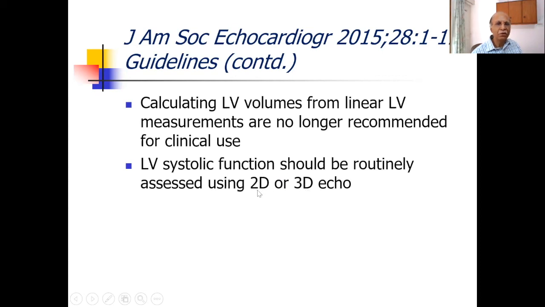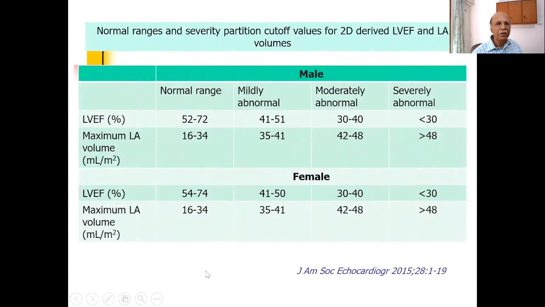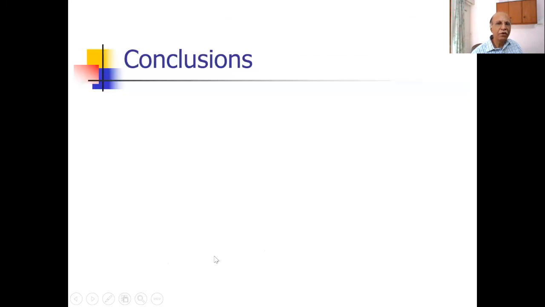We do not know how long this is going to stay. Normal values also have been provided. Some of the normal values are: LV end diastolic volume in men 74 ml, LV end systolic volume 31, and ejection fraction of 53 to 73%. Finally, these are some of the ejection fraction values given for mildly, moderately, or severely depressed LV dysfunction. Again, these may not be applicable to the Indian population, and we should try to get normative values for our Indian population.